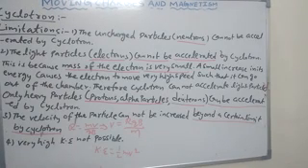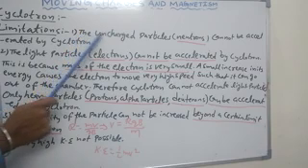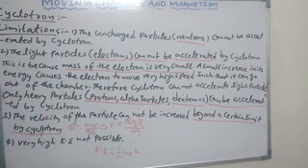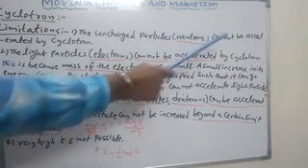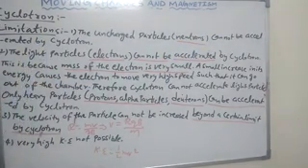Okay, what are the limitations of cyclotron? The cyclotron has some limitations. So what are they? First one, uncharged particles. Uncharged particle means chargeless particle, that is, a neutron. It cannot be accelerated by the cyclotron.